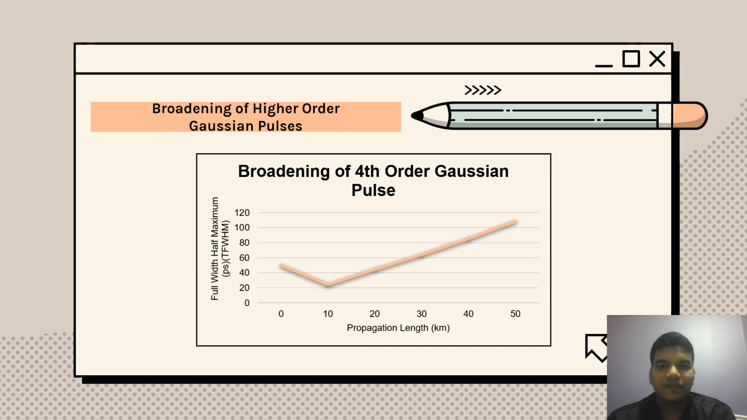Okay, for the fourth order Gaussian pulse, the shape of the pulse is more complex, with additional oscillation in the time domain. So, with the higher order terms in the dispersion expansion, such as third order dispersion and fourth order dispersion, it contributes to the pulse spreading, thus causing the pulse to spread faster compared to the first order dispersion.